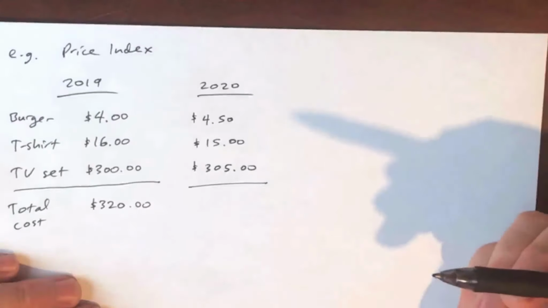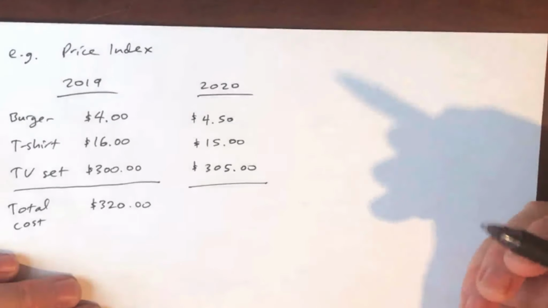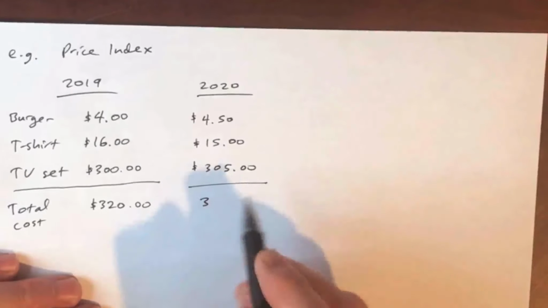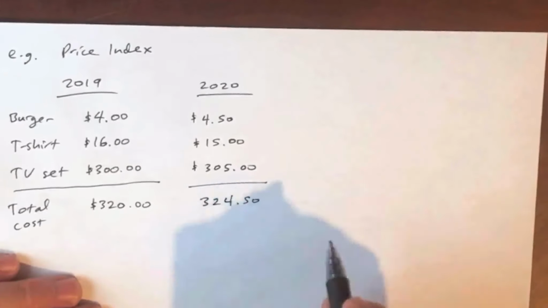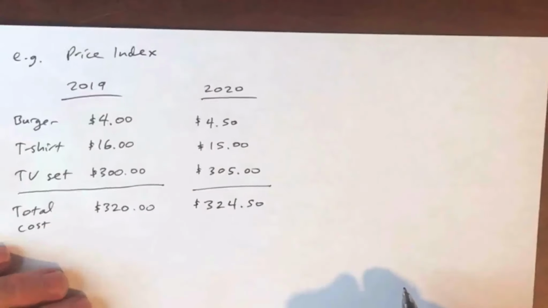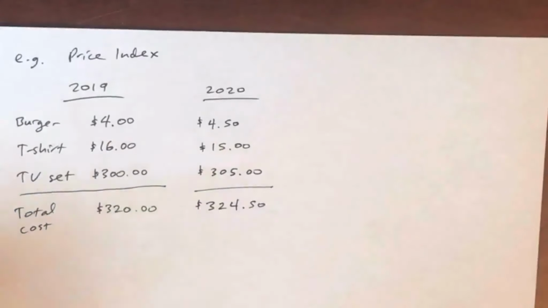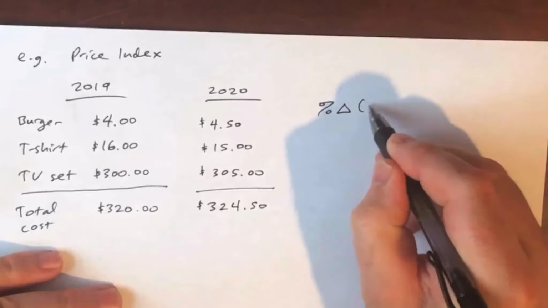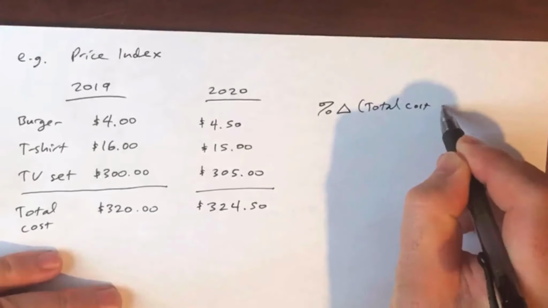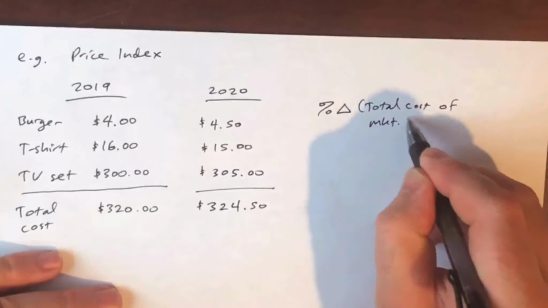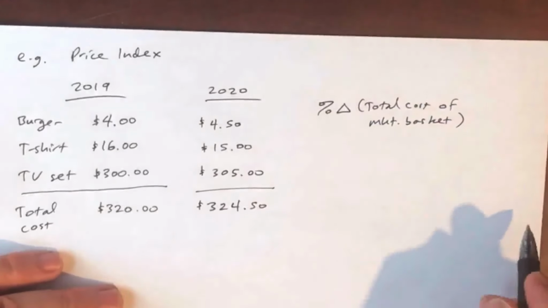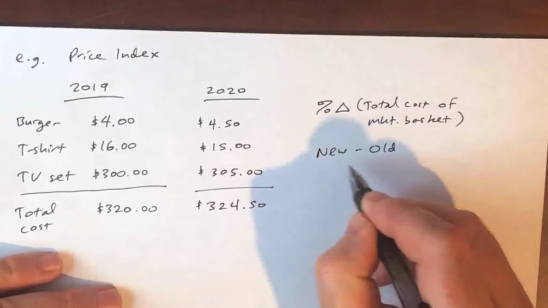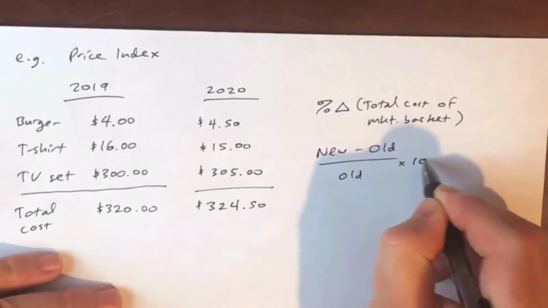So what are we going to do? We're going to total it up again and see how this has changed. When we do that, we now get $324.50. Now we're going to look at the percentage change in the total cost of our market basket. Anytime we're doing percentage change, we take the new, subtract from it the old, divide by the old, and multiply that by 100.